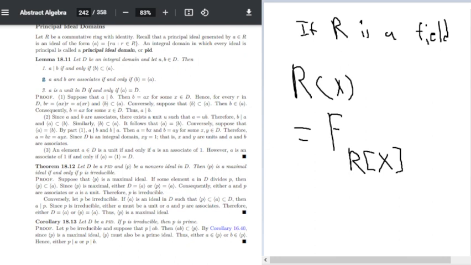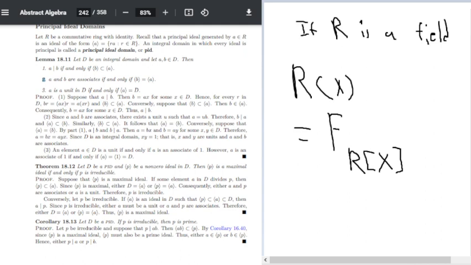Conversely, suppose that the principal ideal generated by a is equal to the principal ideal generated by b. By part 1, a divides b and b divides a. Then a equals bx and b equals ay for some x, y in D. Therefore, a is equal to bx is equal to ayx. Since D is an integral domain, xy is equal to 1. That is, x and y are units and a and b are associates.